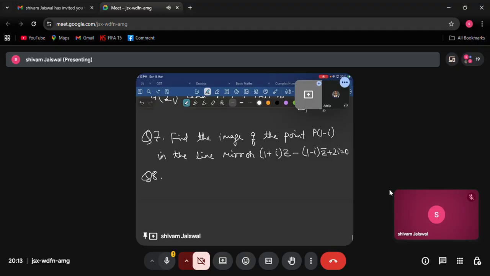So question number 8. Find the area bounded by argument of Z is equal to pi by 3, argument of Z is equal to 2 pi by 3, and argument of Z minus 2 minus 2 root 3 iota is equal to pi. Solve.